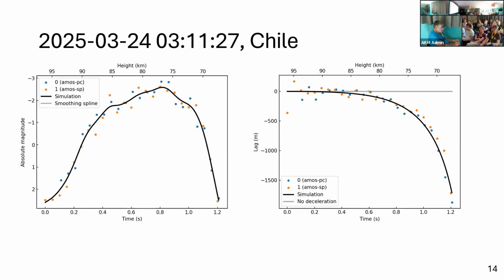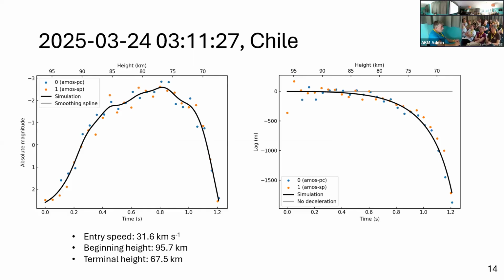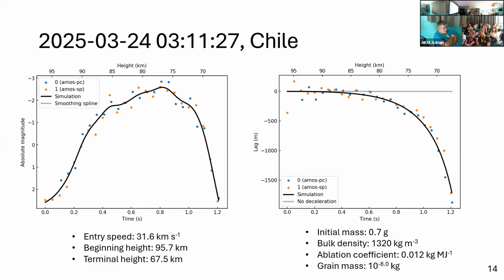And this is an example of Eta Virginid. We have already seen these plots. So it was Eta Virginid that entered our atmosphere at the speed of 31.6 kilometers per second, and it was observed between 95 and 67 kilometers above ground. And what did the meteoroid look like?